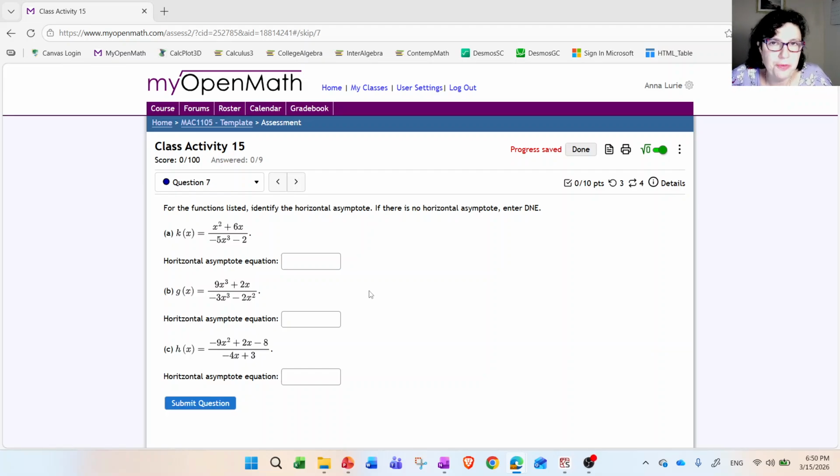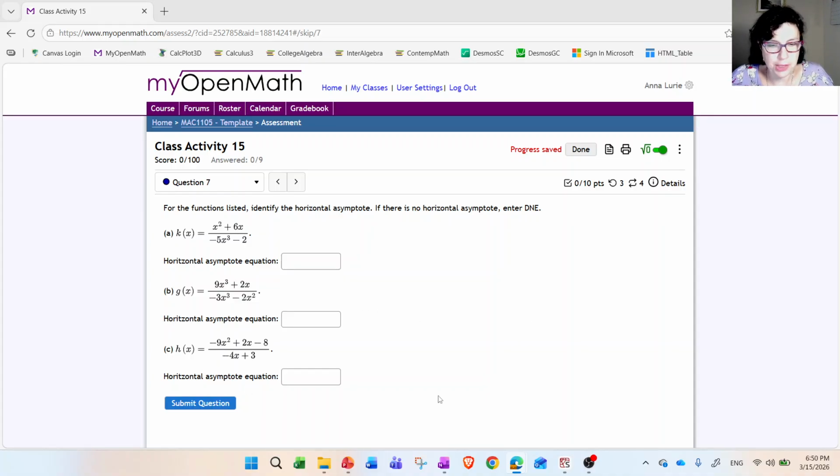I'm going to give you a brief introduction to horizontal asymptotes and show you an algorithm of what to do to find them, if they're there. Because sometimes a rational function does not have a horizontal asymptote. And if it does, it's only going to be one.